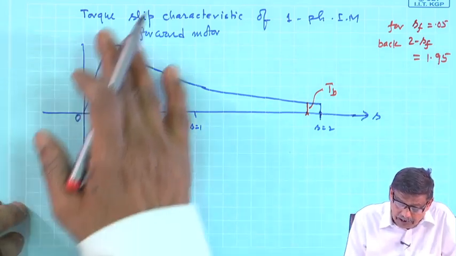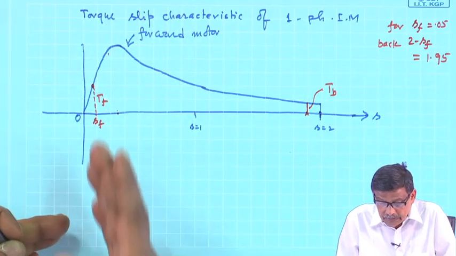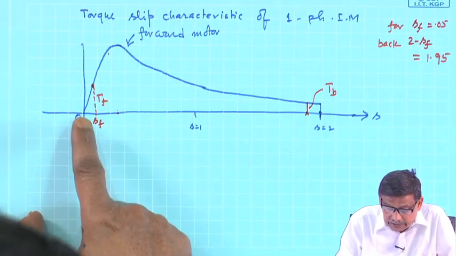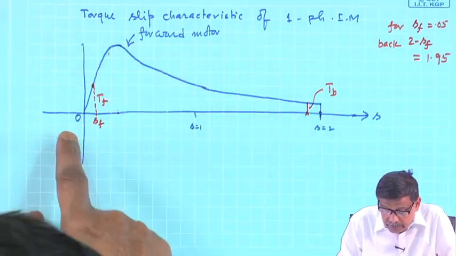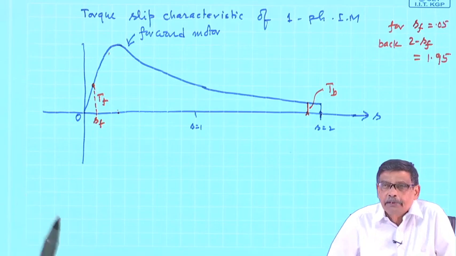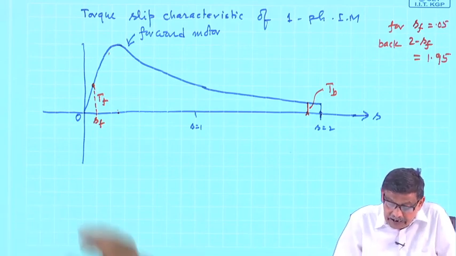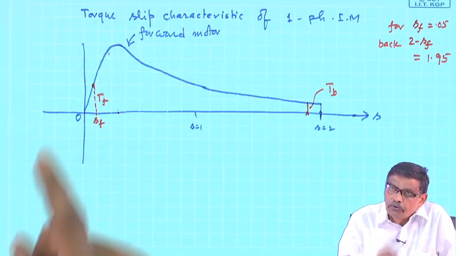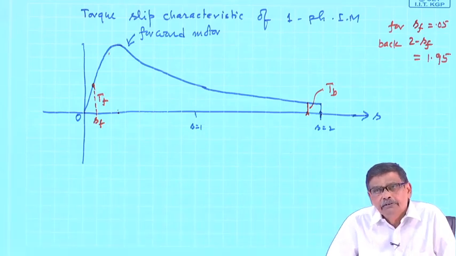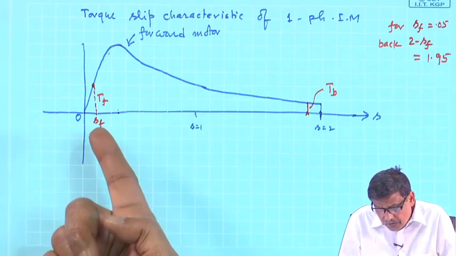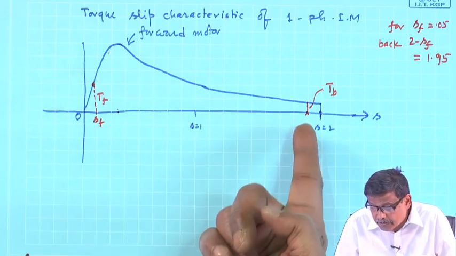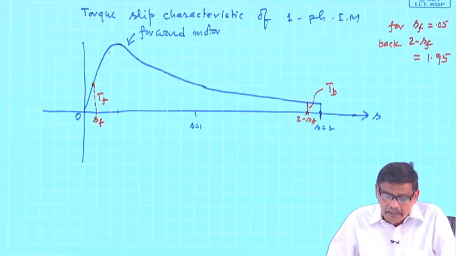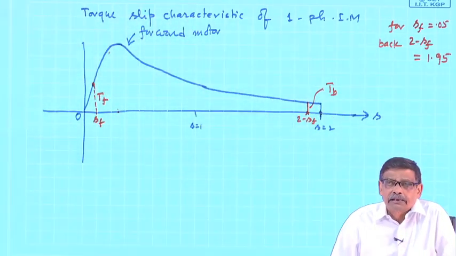So, the torque slip characteristics will be just like that of a three phase induction motor, and you now understand why it is necessary to draw the torque slip characteristics over a range 0 to 2, because I can then read the value of the torque from this curve due to the forward field as well as due to the backward field. For a given value of forward slip SF, for the backward field it will be 2 minus SF. So, I will come here, read this.